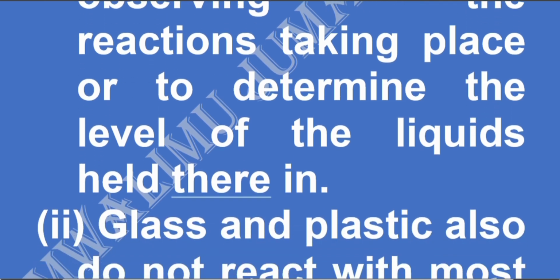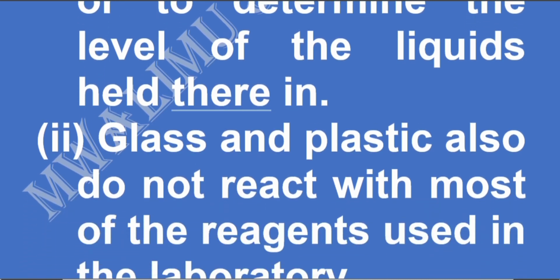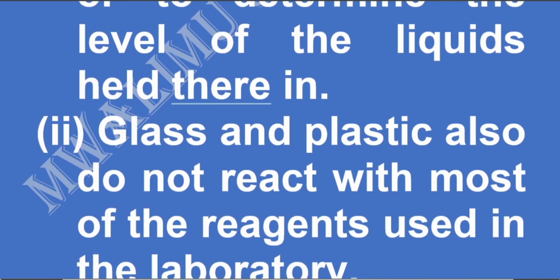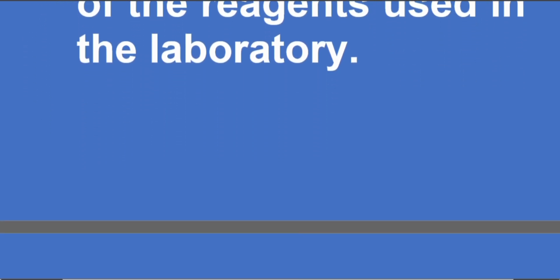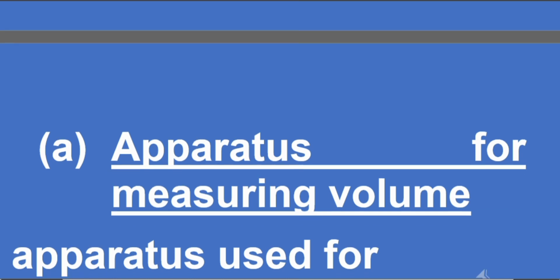Then number two, glass and plastic also do not react with most of the reagents used in the laboratory. So those are the two reasons as to why most of the laboratory equipment is made of glass and plastic. Now, apparatus for measuring volume.